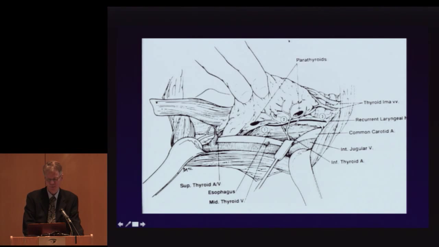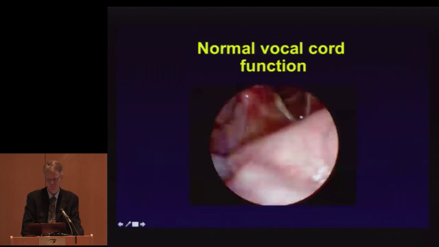This is a little diagram of where the nerves come in, and the nerve goes along the tracheoesophageal groove and goes into the trachea, and it runs in between these blood vessels here that supply the thyroid gland.